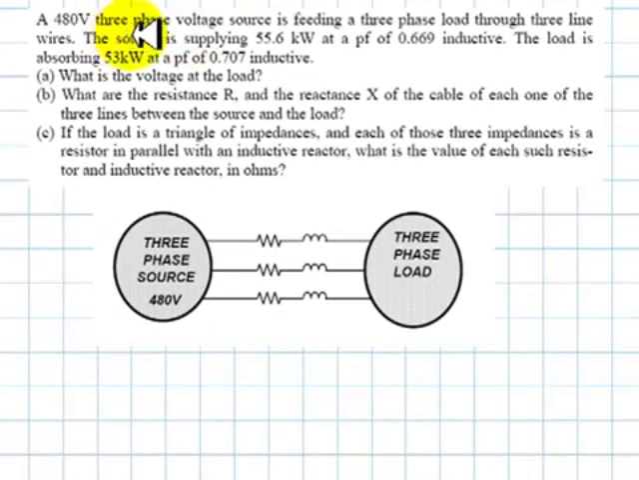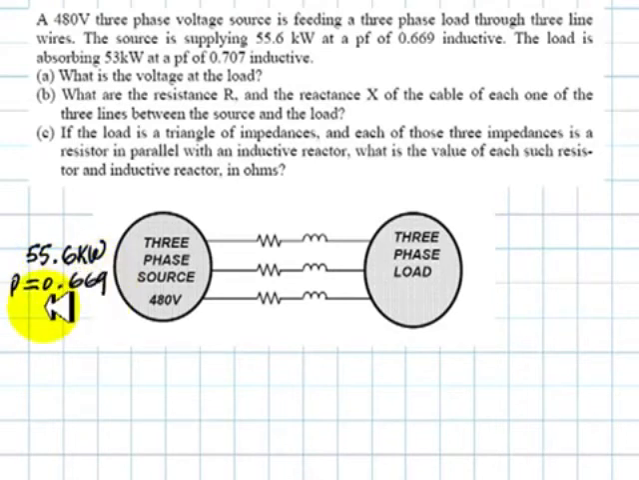A 400-volt three-phase voltage source, this one, is feeding a three-phase load, this one, through three line wires, those three over there. The source is supplying 55.6 kilowatts at a power factor of 0.669 inductive. Of course, this is three-phase power. We know what is the power here at the source. Total three-phase power at the source 55.6 kilowatts at a power factor of 0.669 inductive or lagging, which is the same thing.